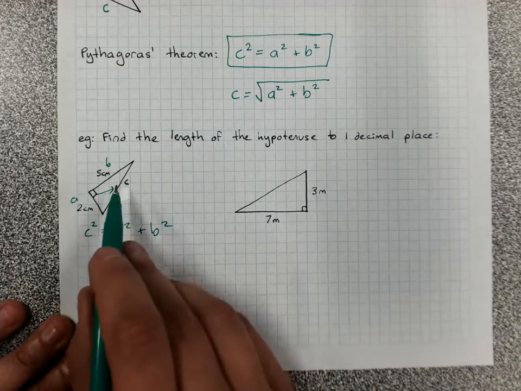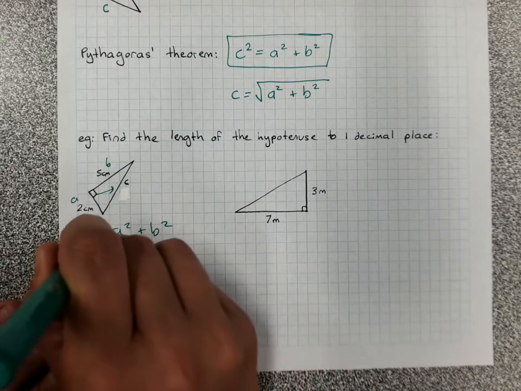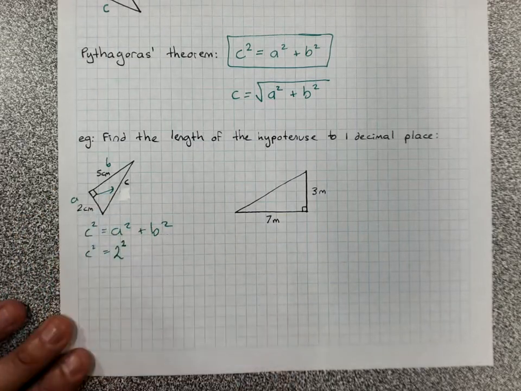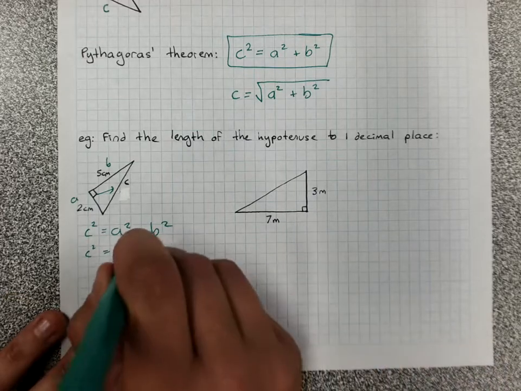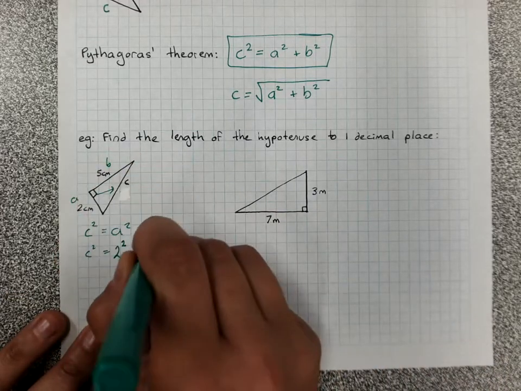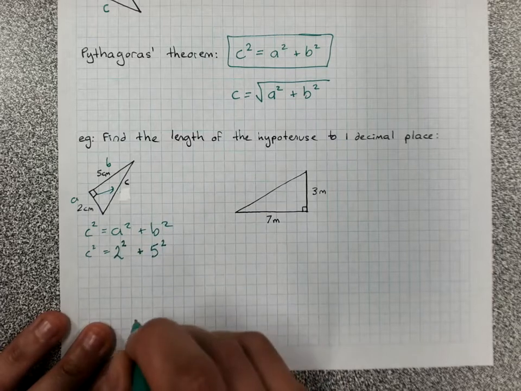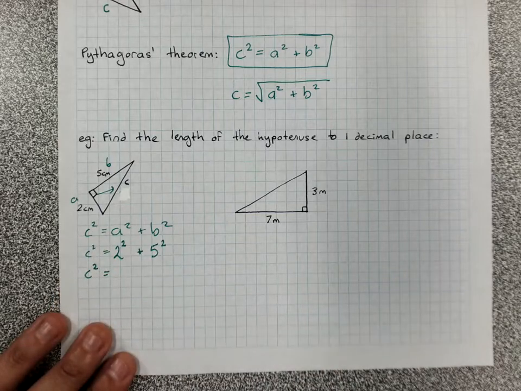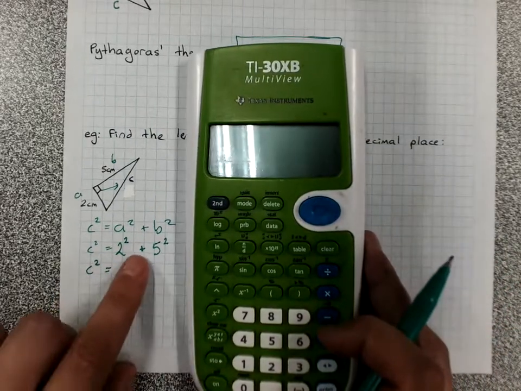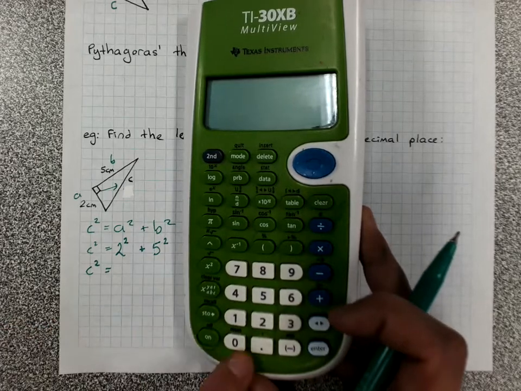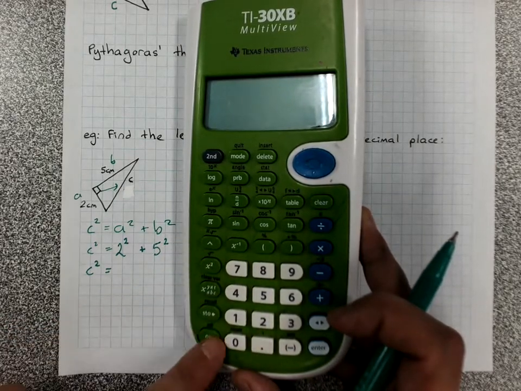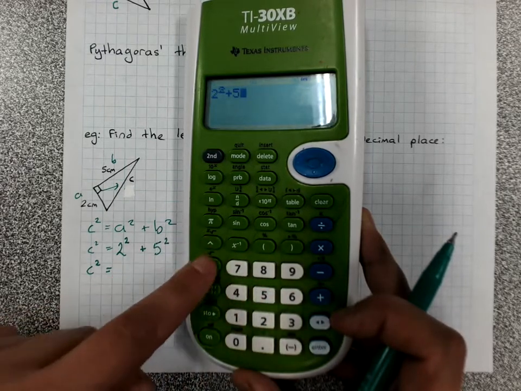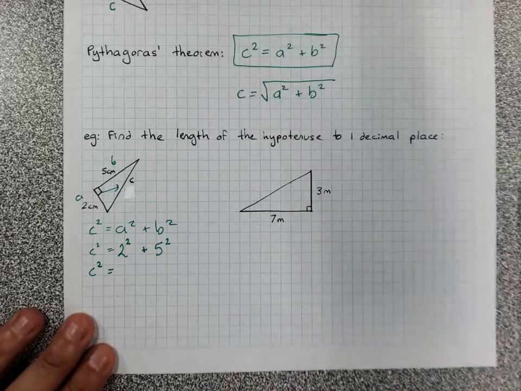Substitute the values we know. We don't know C. A is 2, so that will be 2 squared. We don't write the centimetres or metres in. Plus B is 5. We'll write 5 squared. So C squared equals. Now at that point we can type 2 squared plus 5 squared into our calculator. 2 squared plus 5 squared equals 29.